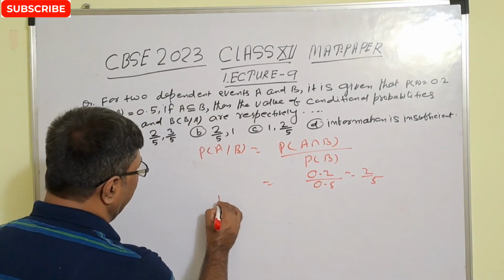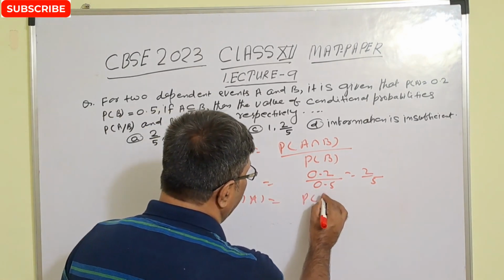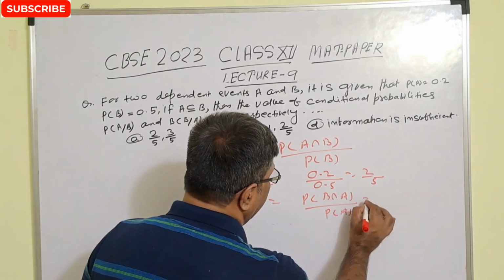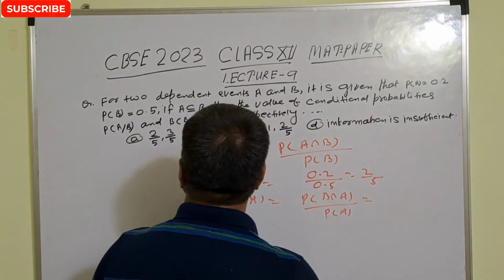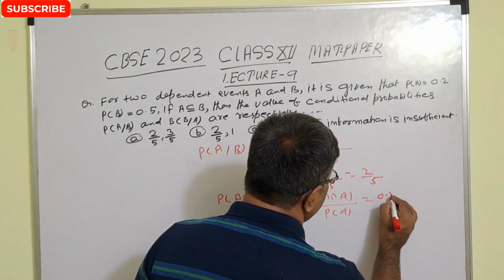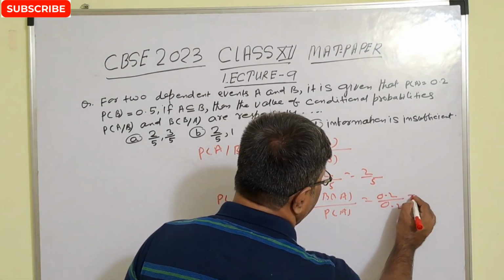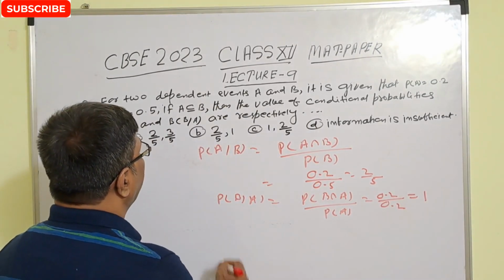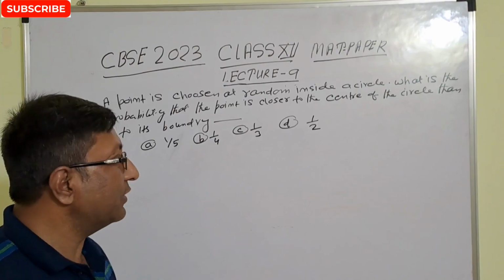Now the second, probability of B by A. So again the formula: probability of B intersection A by probability of A. So probability of B intersection A is again the same, that is A. So this is 0.2 and A is also 0.2. So here the correct answer is 1. So our right answer is 2/5 and 1. So B is the correct answer. Let us see the question.